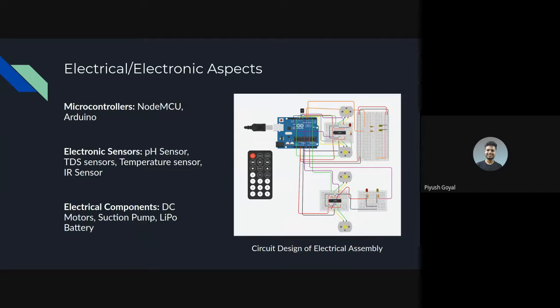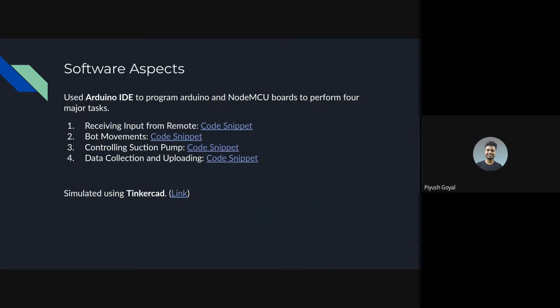Coming to electrical and electronic aspects, we aim to use Node MCU, which will be used to share the real-time data with the server, and we will use Arduino to manage the movements of the bot and communicate with the remote. We have three data collection sensors, which are the pH, TDS, and temperature, and there is an infrared sensor which is used for communication. The electrical components include the DC motors, suction pump, and lithium polymer battery, which will be used to power all the above components.